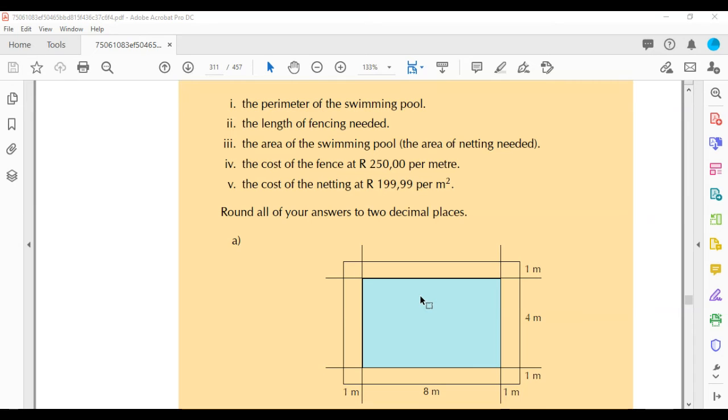Okay, the cost of netting at 199.99 meters squared because it's the same thing, I guess. Okay, so the cost of netting, we're told that 1 meter squared is costing how much? It's costing 199.99.